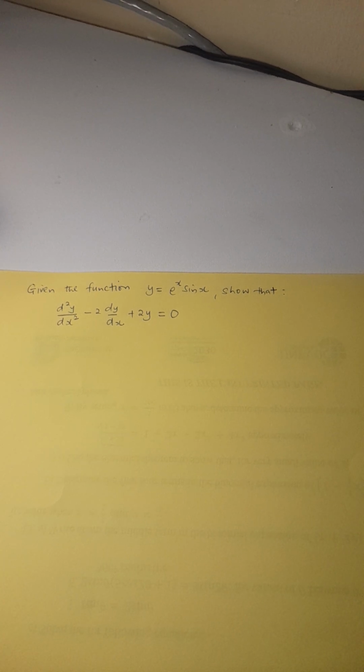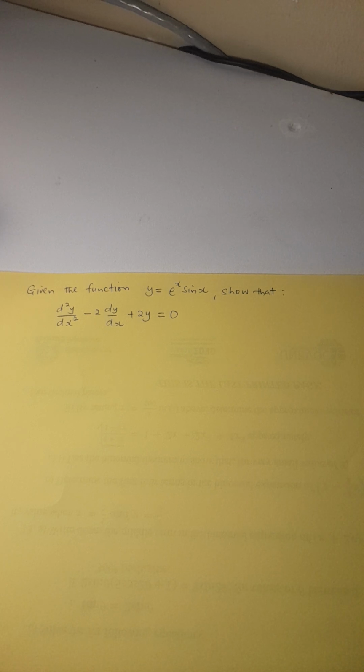Welcome back again. So we have this question on differentiation. We are given the function y is equals to e raised to x sin x, and we are told to show that the second derivative of y minus 2 times the first derivative of y plus 2y is equals to 0.